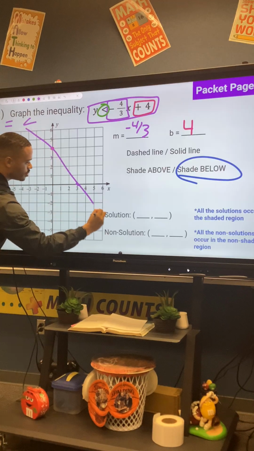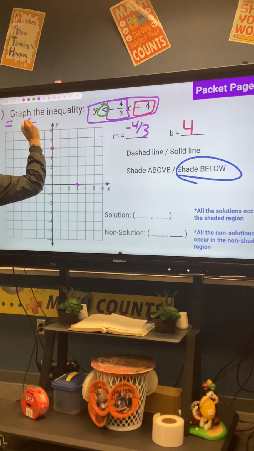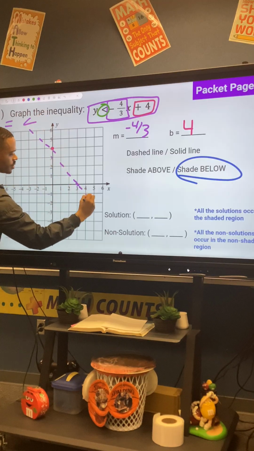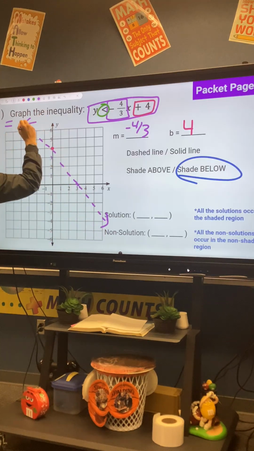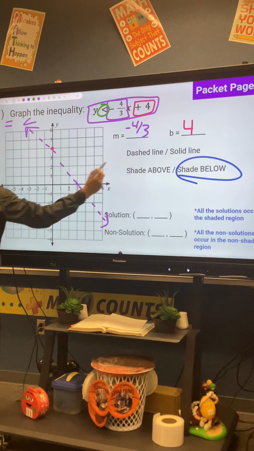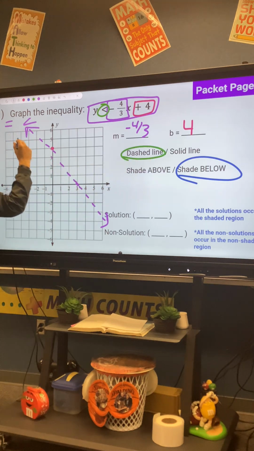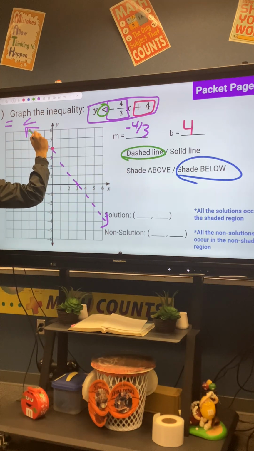That should be a dashed line. You're right. Don't forget your arrows at the end. I have my dashed line. It should have been green is what it should have been. You should have a ruler though, babe. That's what I'm doing. That's why I keep it on your desk.